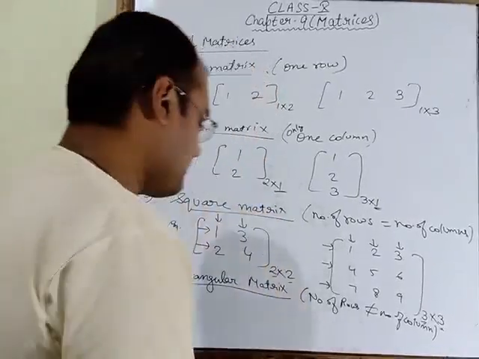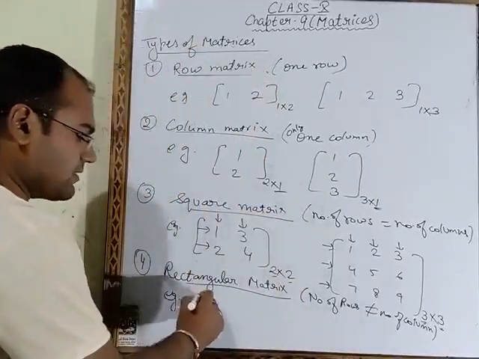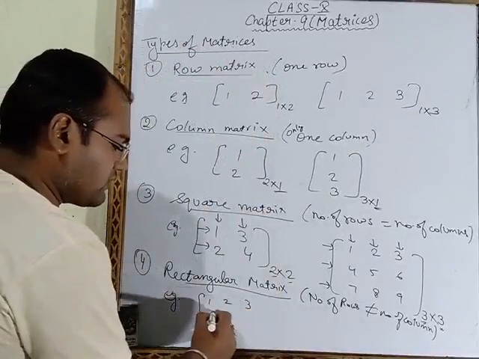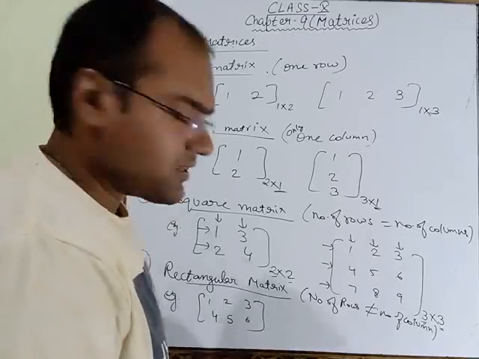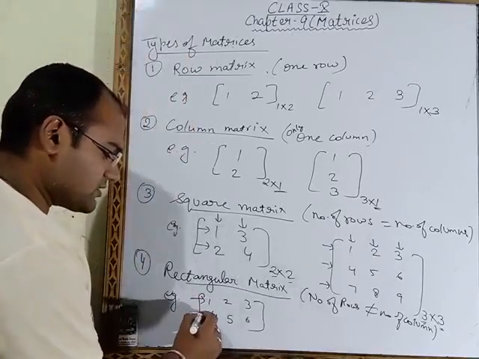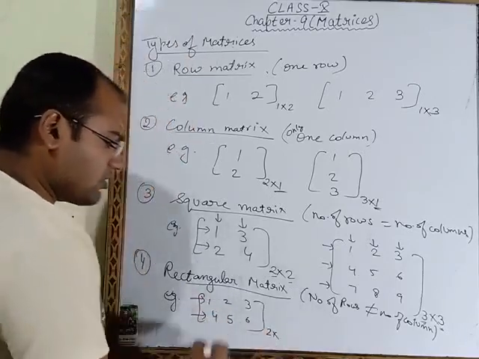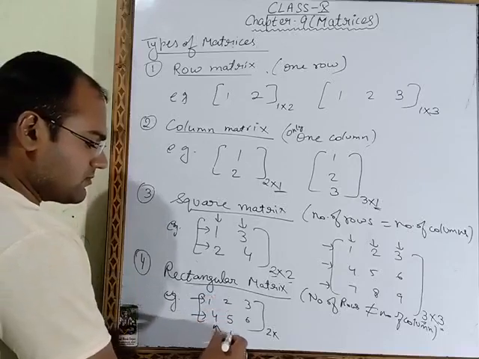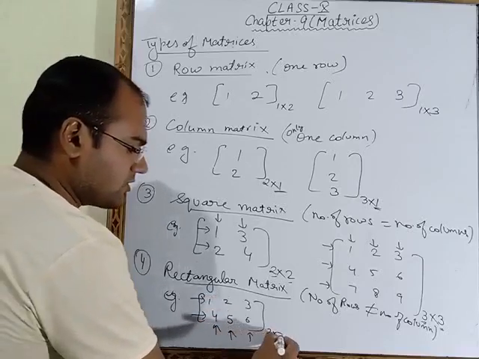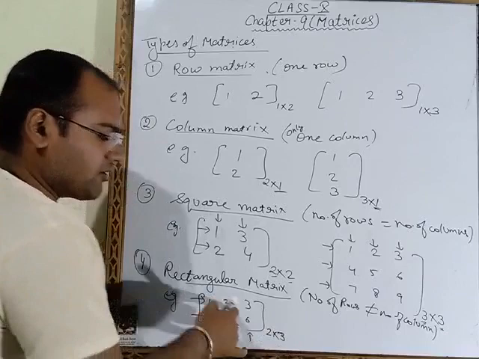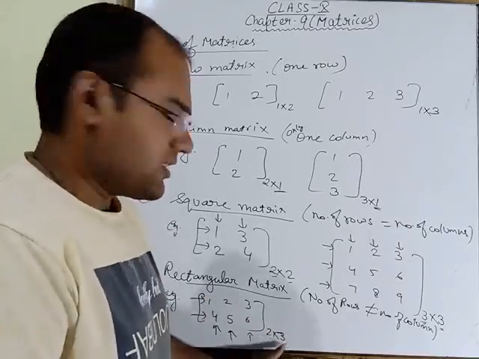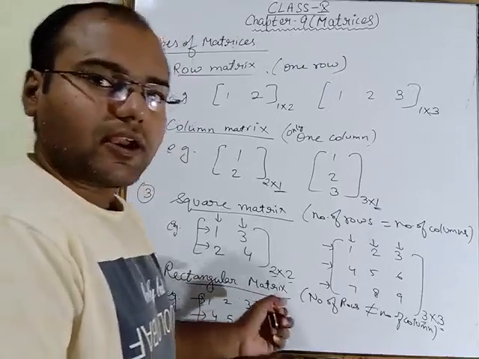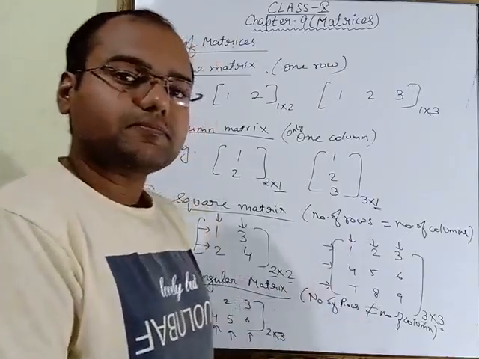Now let's see some examples. First example: 1, 2, 3, 4, 5, 6. If I write the order of this matrix, how many rows are coming? First, second, 2 rows into columns: first column, second column, third column. So 2 into 3 is the order of this matrix. So number of rows and number of columns are different. That's why this is an example of a rectangular matrix.